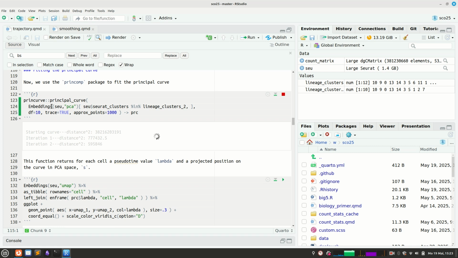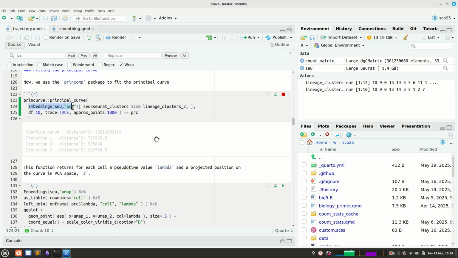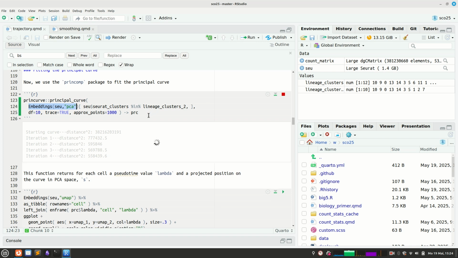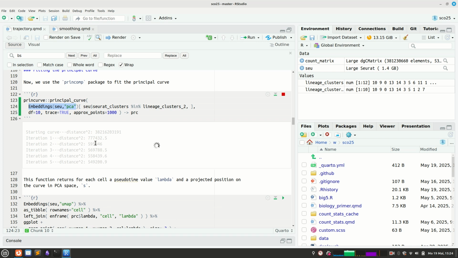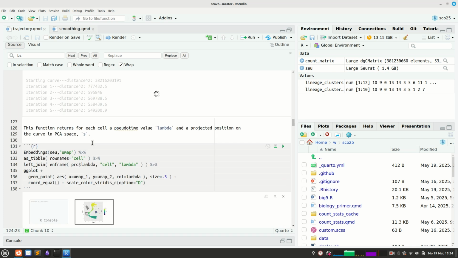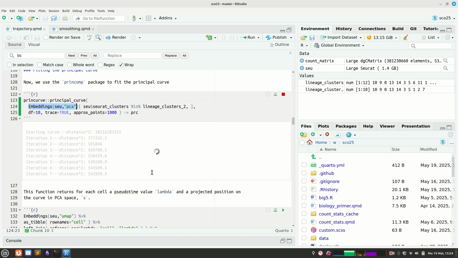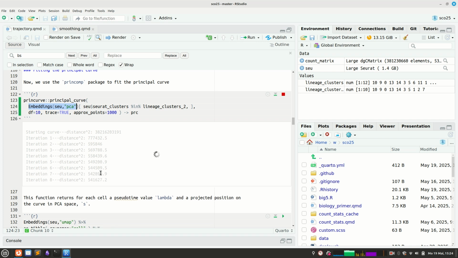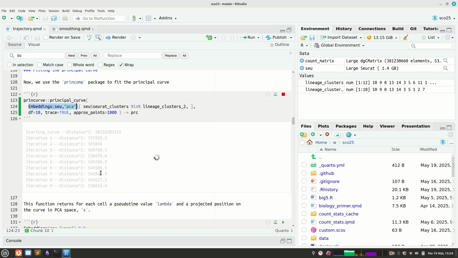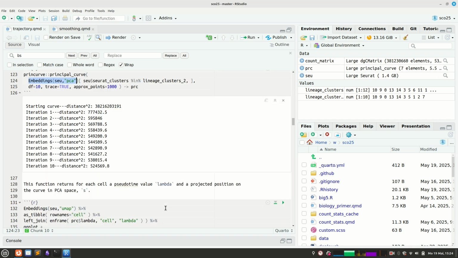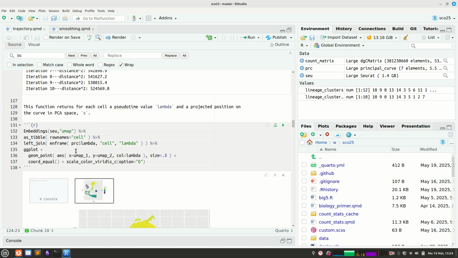And as you can see, it takes our PCA coordinates only for the cells which are in the lineage and finds a curve through these PCA coordinates. I think it does 10 iterations, so it should have finished by now. And here, I think this number here is the sum of squares of the distances of each point to the curve. 9, 10, okay.